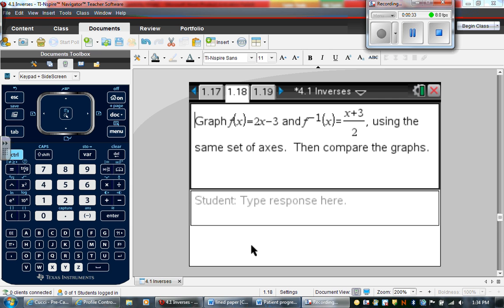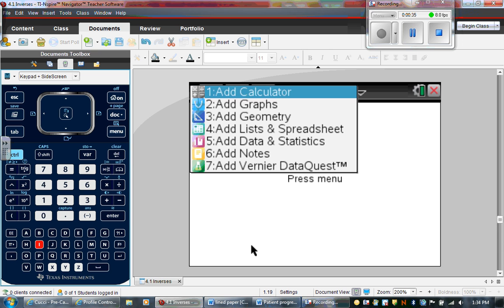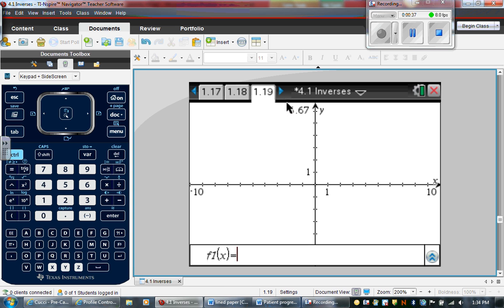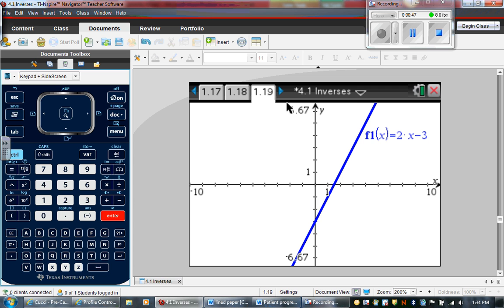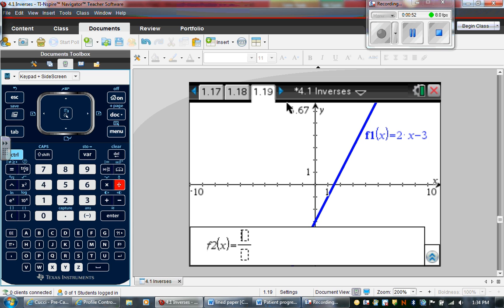Okay, so I'm just going to insert a graph page. Type in my original function, which again was 2x minus 3. And then my inverse function, which was (x plus 3) divided by 2.